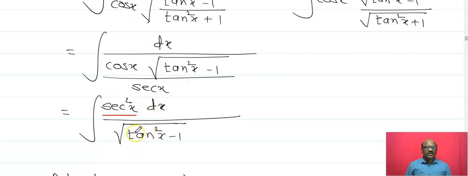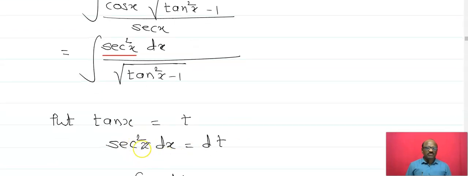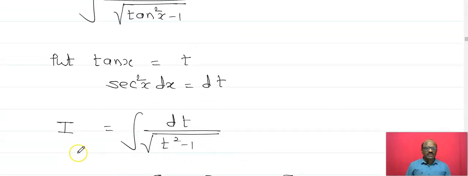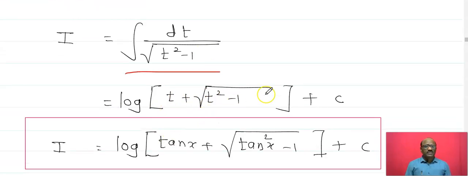Upon under root of tan square x minus 1. Therefore, now substitute tan square x equals t. The derivative gives sec square x into dx equals dt. Therefore I equals integral dt upon under root of t square minus 1. And this is our formula: integral dt upon under root of x square minus a square is the log of x plus under root of x square minus a square. That is the formula here. Therefore I equals log of t plus under root of t square minus 1 plus c.